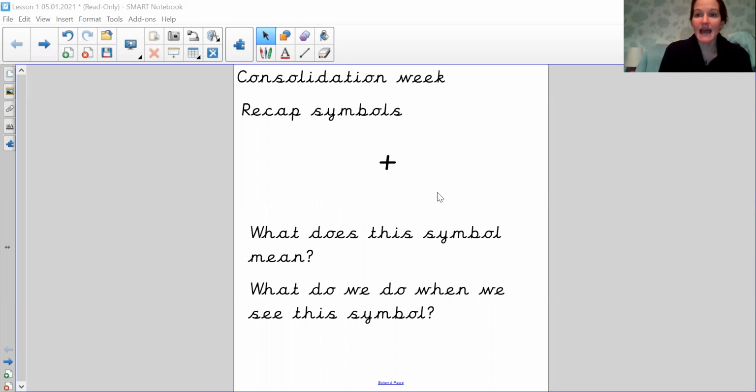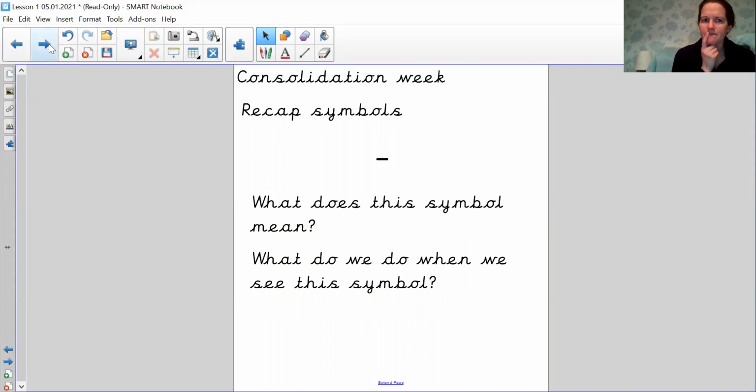Well done if you said add or plus. So this symbol means we make our answer, make our number bigger. We are taking numbers, putting them together and making a bigger number. What about this symbol? What does this symbol mean? Can you tell me? Well done if you said subtract, take away. So yes, it means we're making our number smaller. We're taking things away.